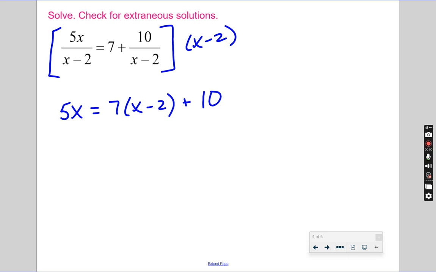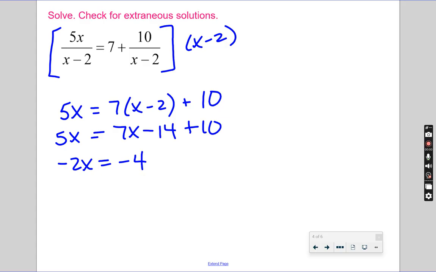I like these better. 7x minus 14 plus 10. So let's see, I'm going to get negative 2x over here equals negative 4. So x equals 2. What are my excluded values? Oh, it finally happened. Okay, so I'm going to say that is not an answer choice. And if I have no answers, what should I write?